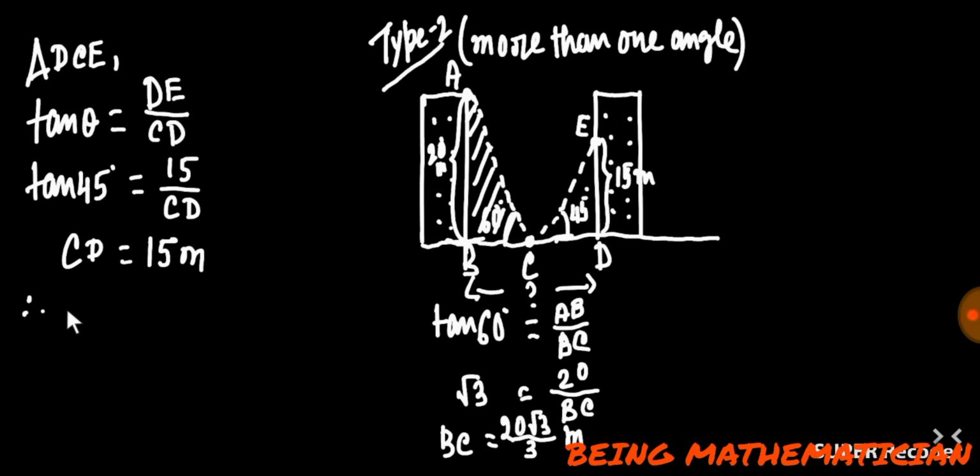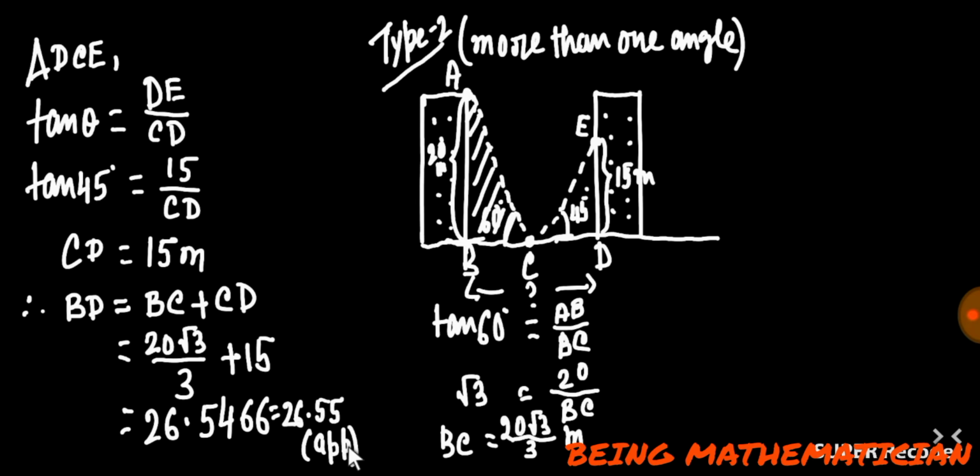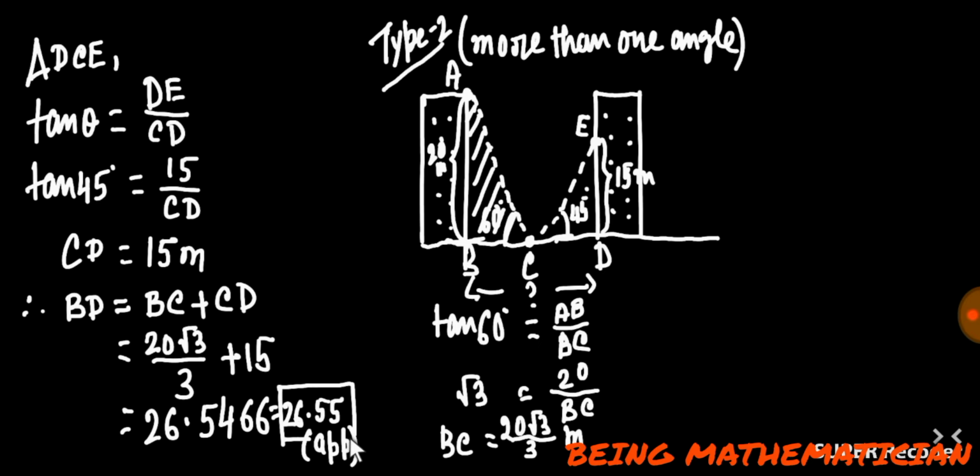So BD is equal to BC plus CD. BC is 20 root 3 by 3 and CD is 15. So the approximate value is 26.5466, so that will be 26.55 approximately. So we got the length of BD.